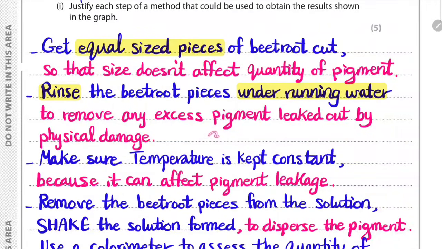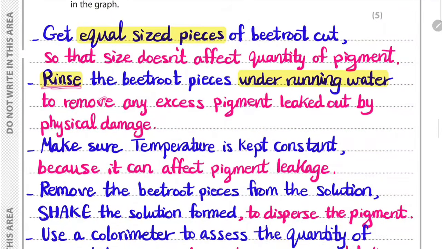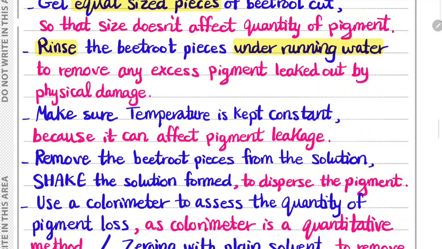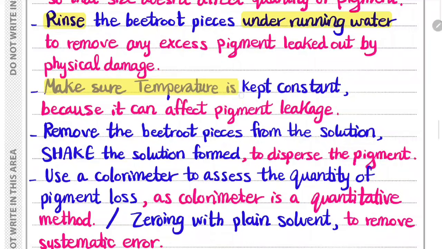It's by cutting using, for example, a knife or something, and this knife has caused a physical damage, causing some leakage, or we could say some excess pigment leaked out by physical damage. So we rinse that to remove any excess pigment. For any experiment, we also need some controlled variables. We make sure temperature is kept constant. Temperature affects any experiment, and for this experiment, it can affect the pigment leakage.